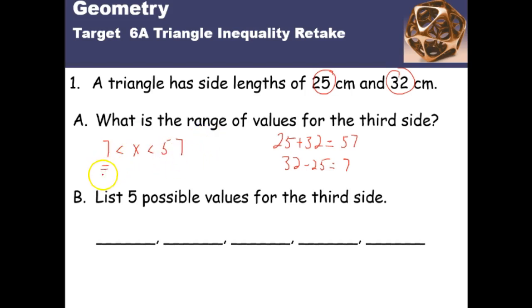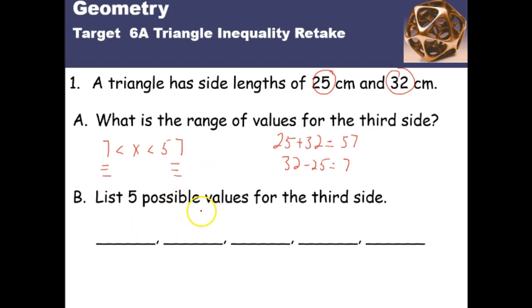So it can't be equal to 7 and it can't be equal to 57. It has to be larger than 7, so something like 7.1 would work, and something smaller than 57, so 56.9 would work. Okay, so remember the rule: when you have the three sides, you have to add the two smaller ones together and make sure you get a number bigger than the third side, or the longest side.